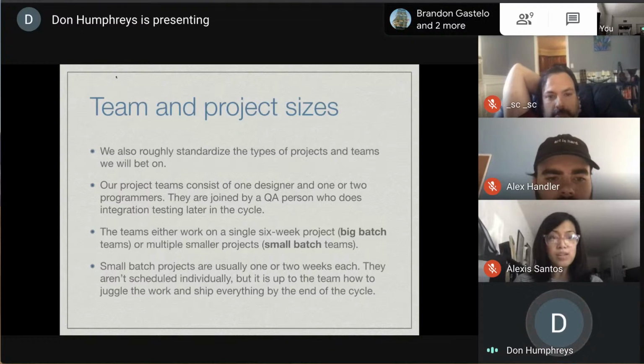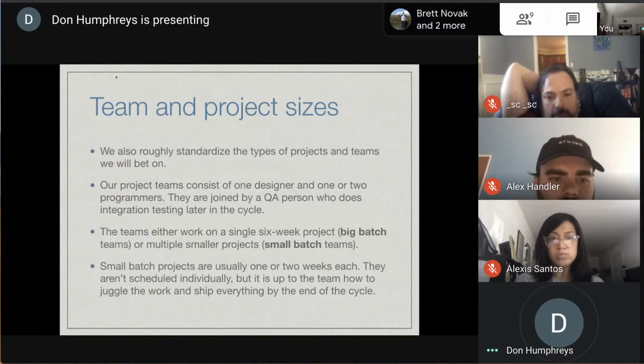They also roughly standardize the types of projects and teams involved in bets. Project teams consist of one designer and either 1 or 2 programmers, and then they're joined by a QA person who does integration testing later in the cycle. So it's pretty standard sizing for teams in general. Then the teams will either work on a single 6-week project, called a big batch team, or multiple smaller projects, called a small batch team. The small batch projects are usually 1 or 2 weeks, and they're not scheduled individually, so it's up to the team to decide how to juggle the work and ship everything by the end of the cycle.